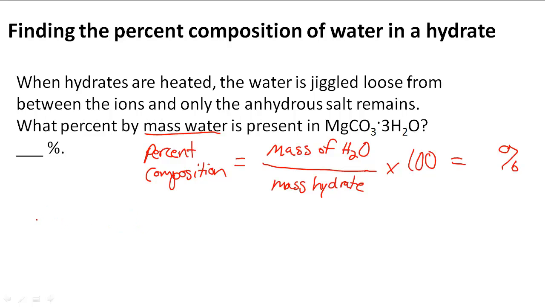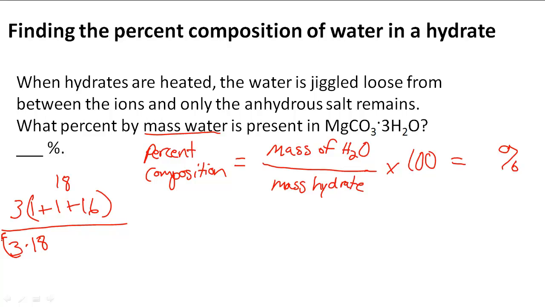H2O means there are 2 hydrogen atoms, and hydrogen has a molar mass of 1, and there are 2 of them, so it's 1 plus 1 plus 16, which is the molar mass of oxygen. There are 3 molecules of it though, so I'm going to put 3 times whatever 1 plus 1 plus 16 is, which is 18. I'm going to do that over the mass of the hydrate, which is, again, 3 times 18.